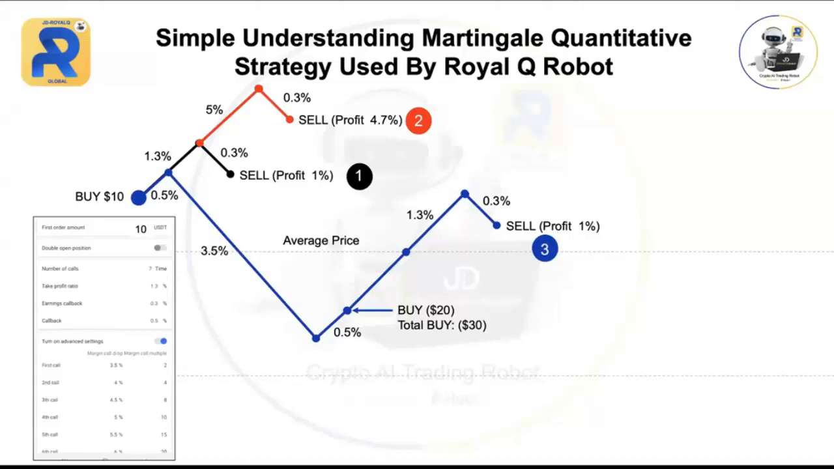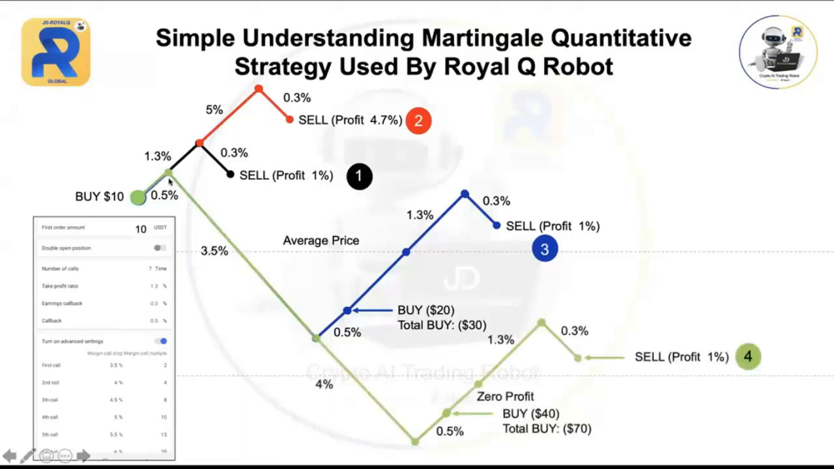Now, let's look into the fourth scenario. Now, in the fourth scenario, the market goes further down all the way. Okay, can you see? The second call, which is 4%. So 4 plus 3.5, the market goes down all the way by 7.5% from the average price. Now, thereafter, there is a callback of 0.5. So what happened? It will now buy at 4 times my first order, which is $40.